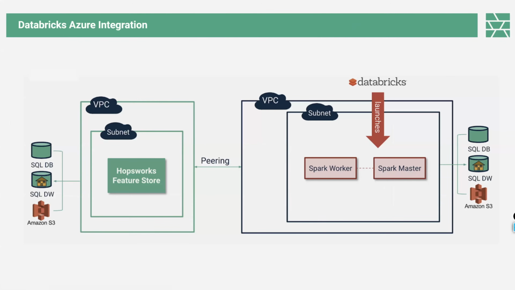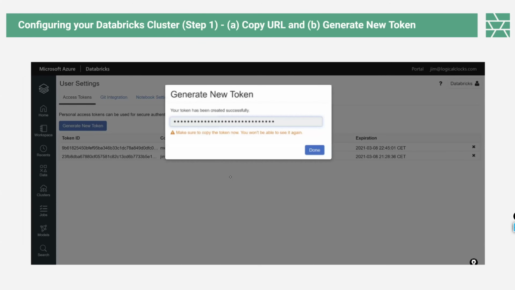So let's have a quick look at how we integrate Databricks with the Hopsworks feature store. Hopsworks typically will be deployed in its own, it's not going to be VPC, that's Amazon terminology, it's going to be deployed in its own resource group in Azure. And Databricks will be also deployed in its own resource group. And we use VPC peering to connect them together. And we can have a quick look at that.